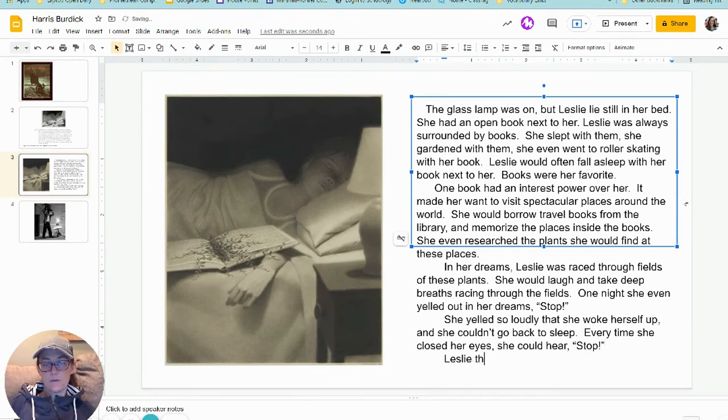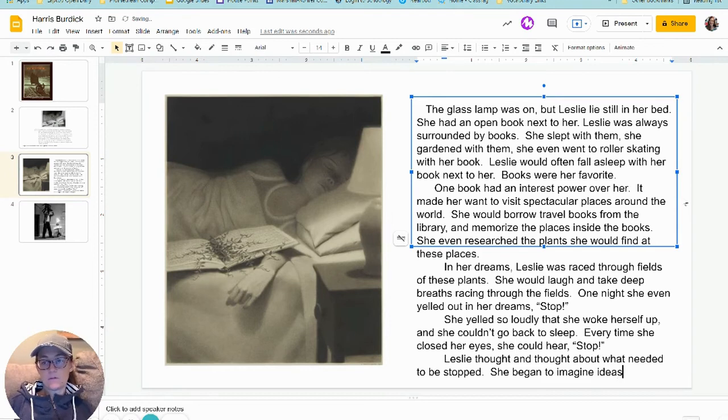Leslie thought and thought about what needed to be stopped. She began to imagine ideas.